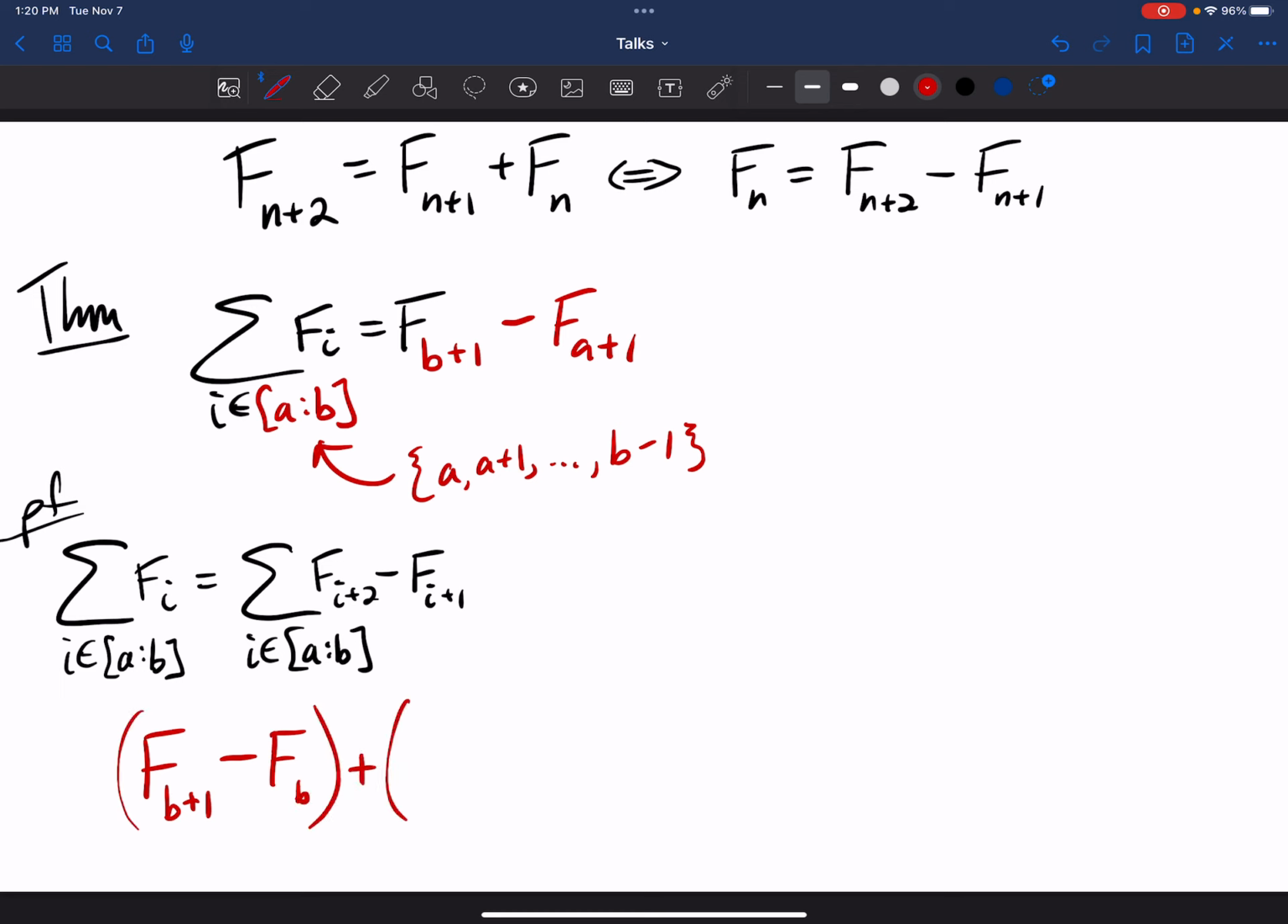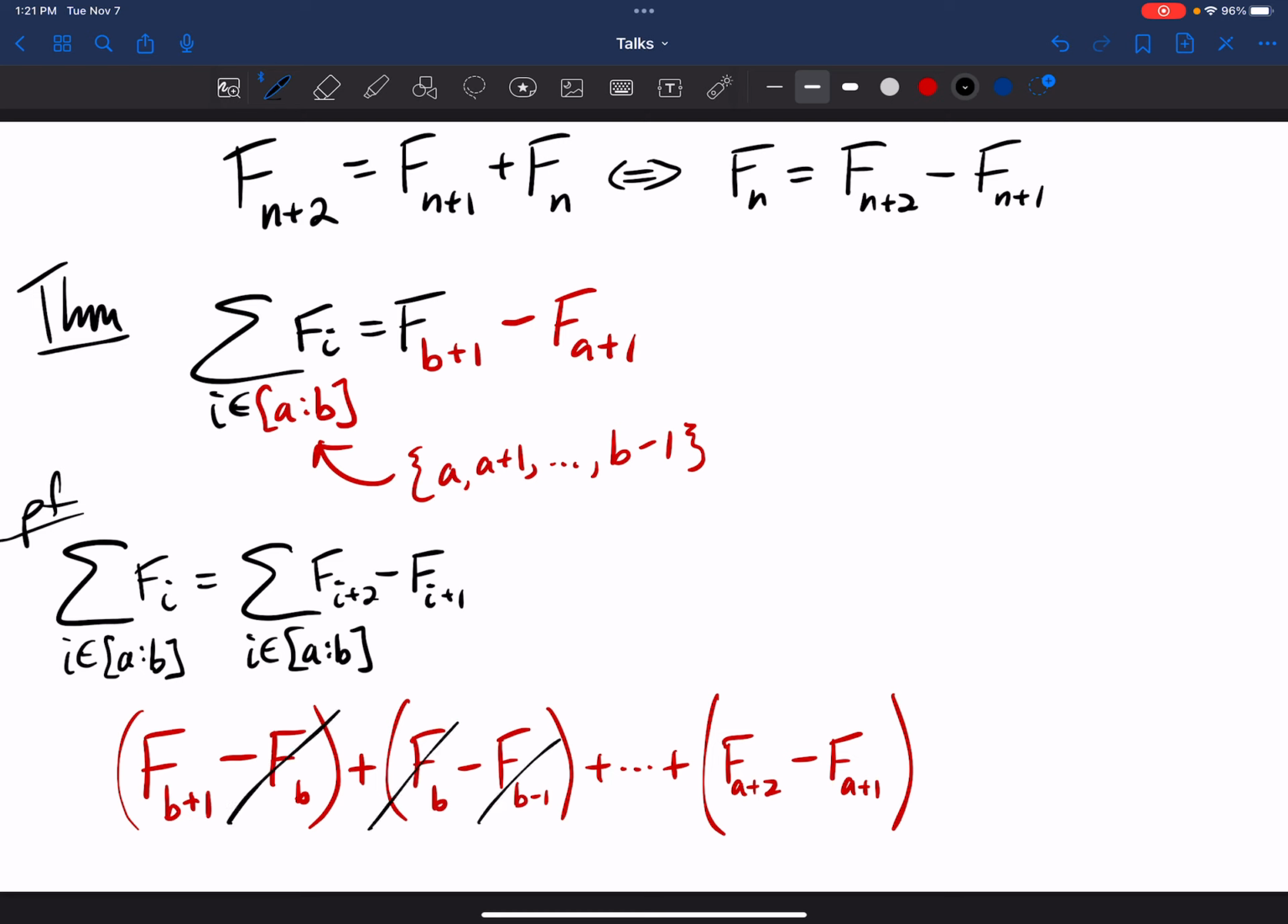And then the next one, for i equal to b minus 2, I'll get f(b) minus f(b minus 1). And it will continue all the way down to the last term for i equal to a, and I'll get f(a plus 2) minus f(a plus 1). Now this is a standard telescoping sum, so what we'll see is that each term cancels with the term in the next one, and all that's left will be the very first and very last terms. And so that comes out to be just f(b plus 1) minus f(a plus 1).